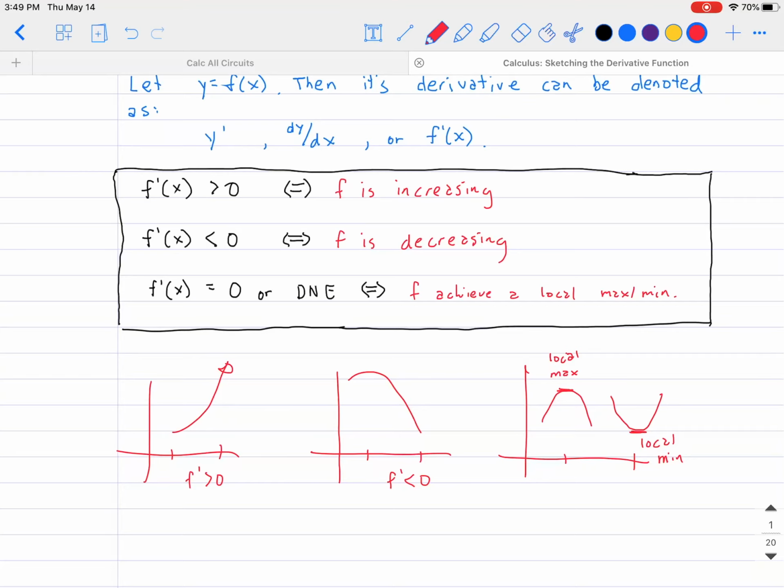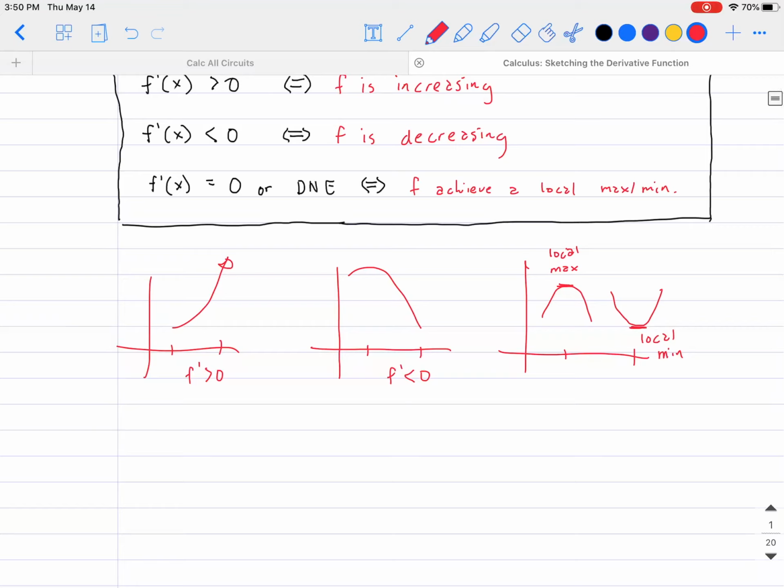Now, for where f prime does not exist, there are different cases, so we have to be very careful. Some of the cases we can see is that you might have a cusp like this, where the derivative does not exist at this point because there is no slope coming from the left.